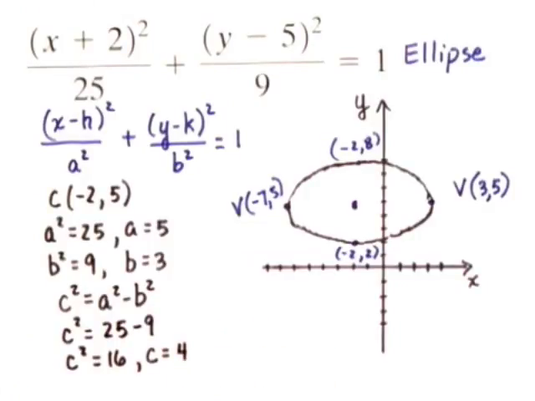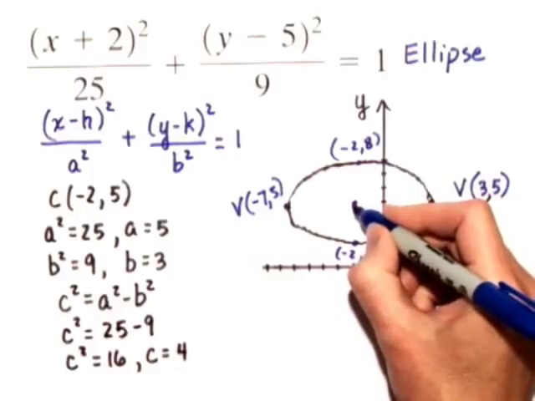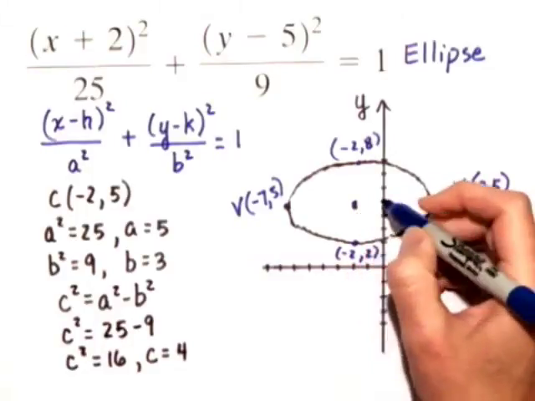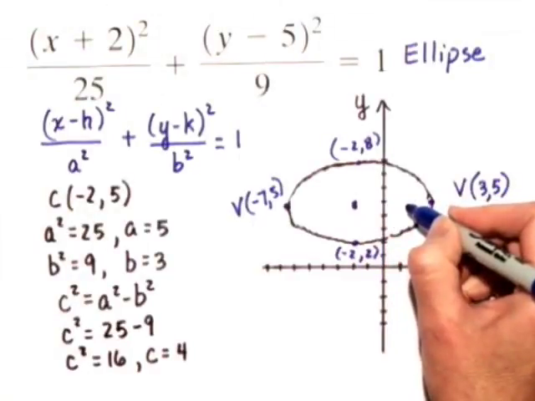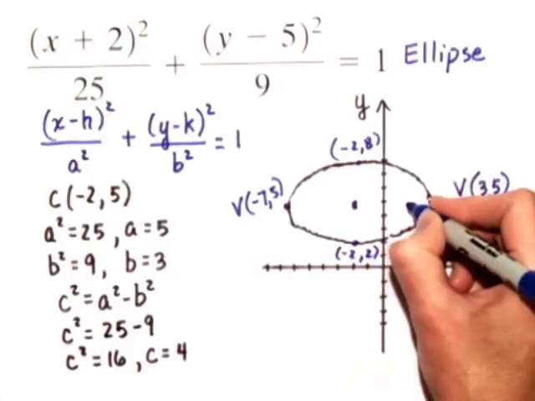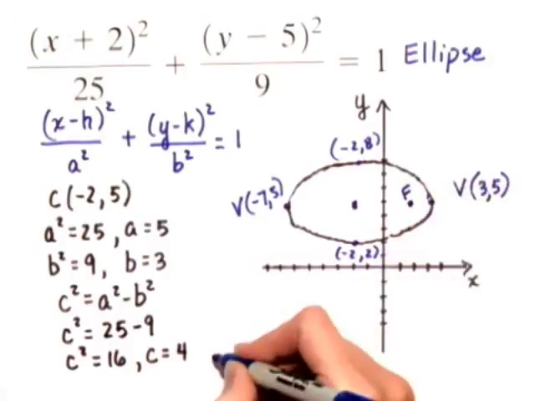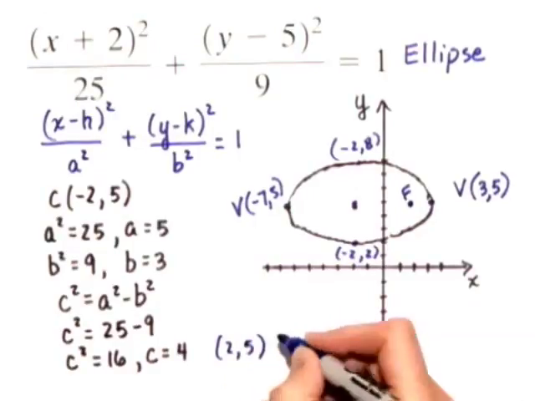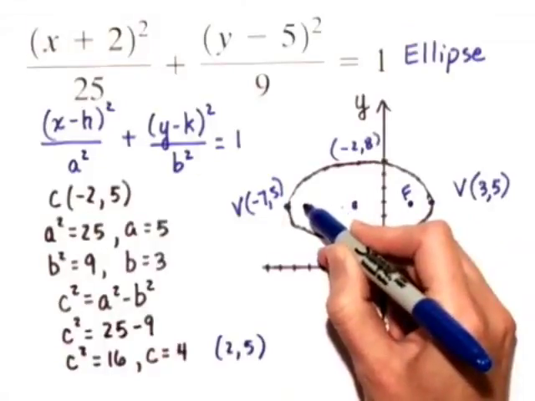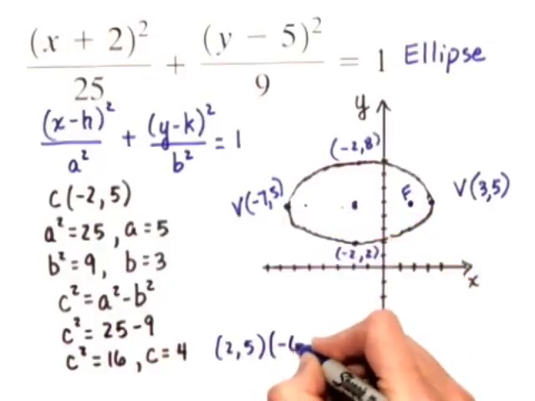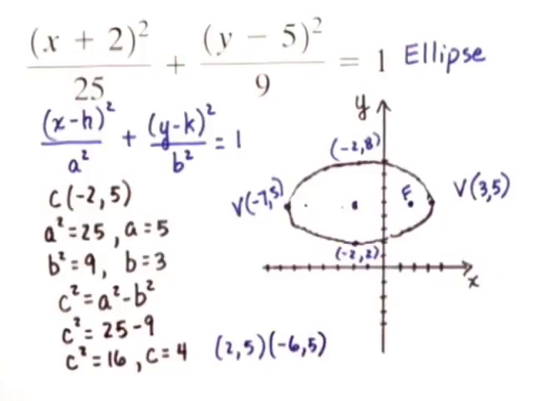So from the center, we'll go 4 units to the right to get 1 focus. So 1, 2, 3, 4. So we have 1 focus located right here at the point 2, 5, and we'll also go 4 units to the left. 1, 2, 3, 4. We have our second focus located at negative 6, 5. So this is a graph of the ellipse with the center, the foci, and the vertices.